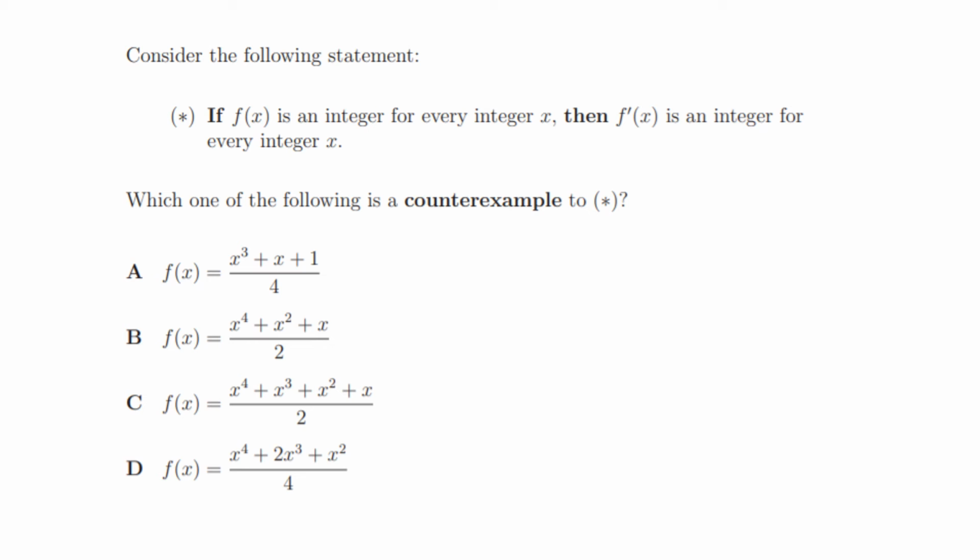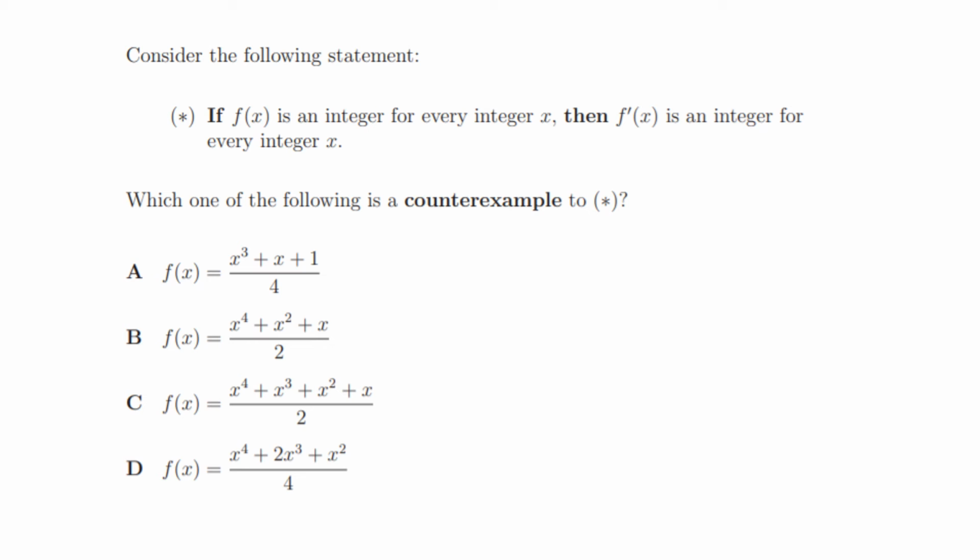Okay, another one of these TMUA questions about counterexamples. You have to read them very carefully. So the statement is, if f of x is an integer for every integer x, then the derivative f dash x is an integer for every integer x. Now, which one of the following is a counterexample to that? Okay, so there's 4 options given there.